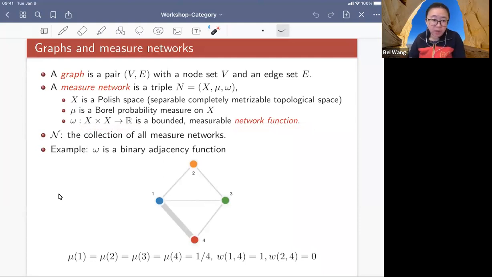But in terms of graphs, one simple example is here. In this particular example, I have a graph with 4 nodes and 5 edges. I can think about X as my node set, that's just 4 points. And then my mu is a uniform measure on each of those nodes, so it's 1/4. And then my omega is capturing the relation between pairs of nodes. In this particular case, I'm going to use omega as adjacency. So nodes 1 and 4 are adjacent to each other, so it's 1, and nodes 2 and 4 are not adjacent to each other, so it's 0. So this is one very simple way of encoding this graph as a measure network.